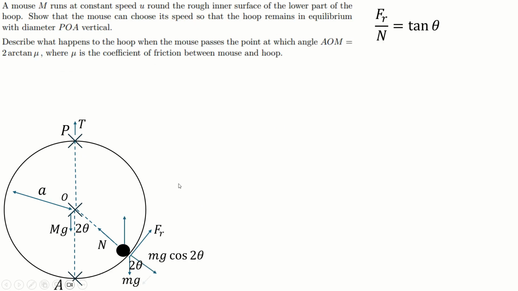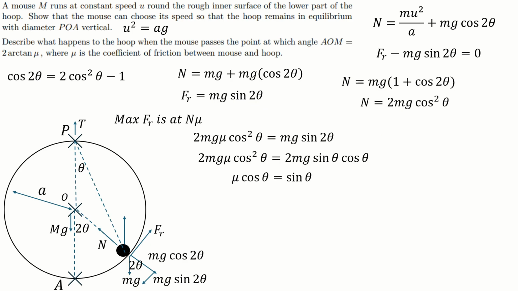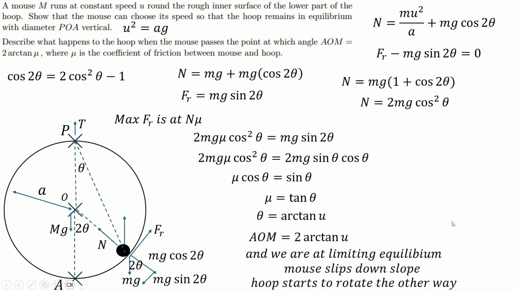So I think the hoop will rotate. Well, it depends which side you've drawn the mouse on, but I think you can get away with just saying something like the hoop rotates the other way to the direction the mouse slips, because you could have drawn the mouse on this side, I guess. Something like that I think would be fine.